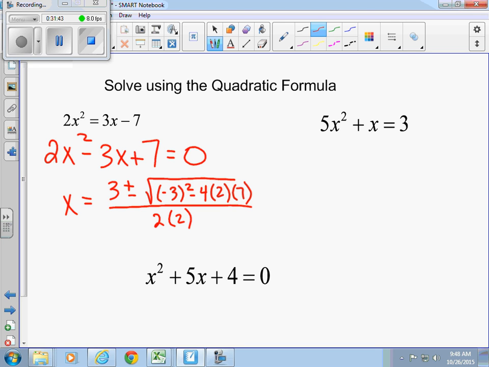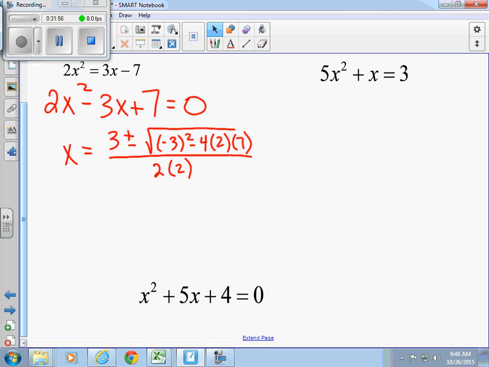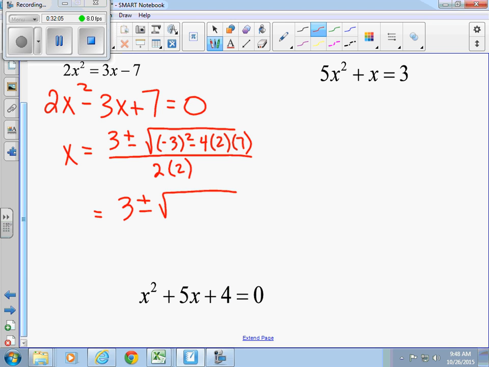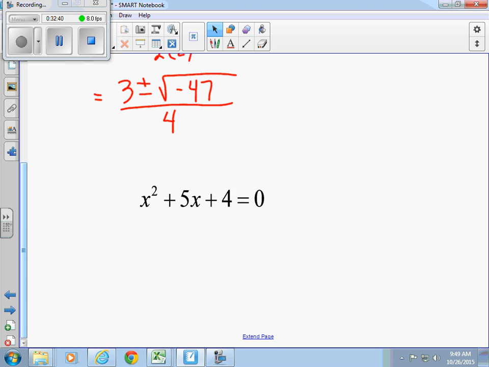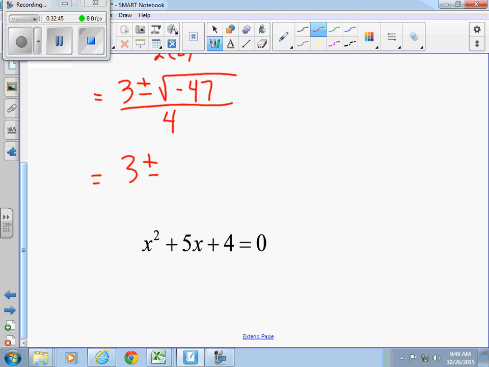Any questions about that? Anyone get anything different at this step? Besides Elizabeth, you have some signs different at this point, but they will all come out the same. Okay, so I get 3 plus or minus the square root. 9 minus 56, which is negative 47. Alright? Any questions so far? Is 47 reduced? No, but I can take the negative out. The only thing I will do is move that negative out in front. And what will I call it when I move it out? I.